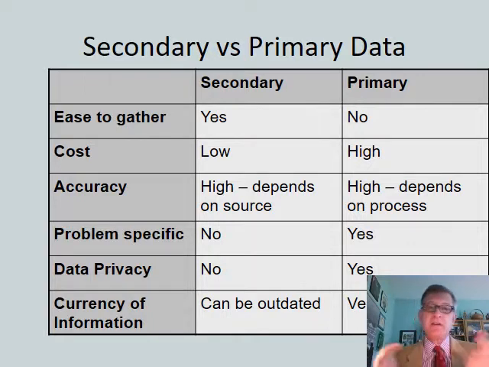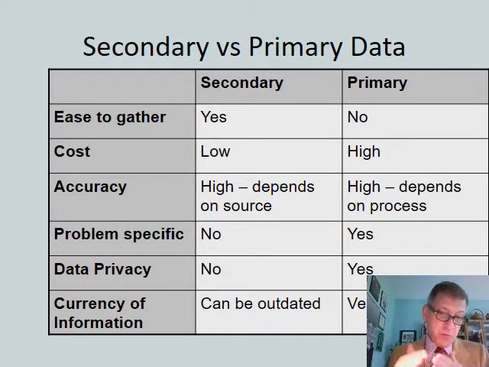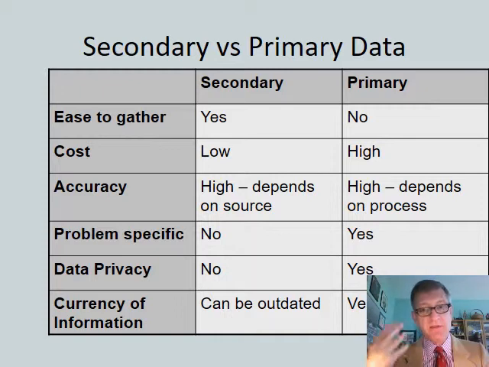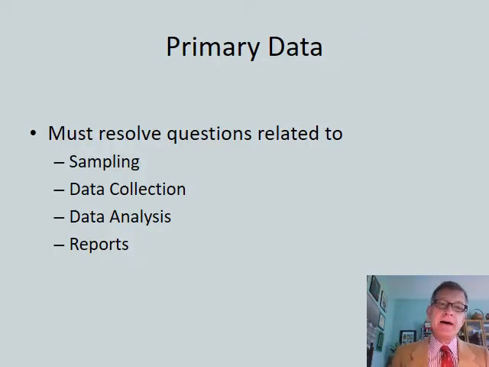So again, you can see here some are easier or harder to obtain, the cost, how accurate they could be, is it really just my specific problem, or is this more generalized, etc. So think about primary and secondary data when you're taking the quiz and when you're thinking through how do I find information, what kind of information am I going to use.